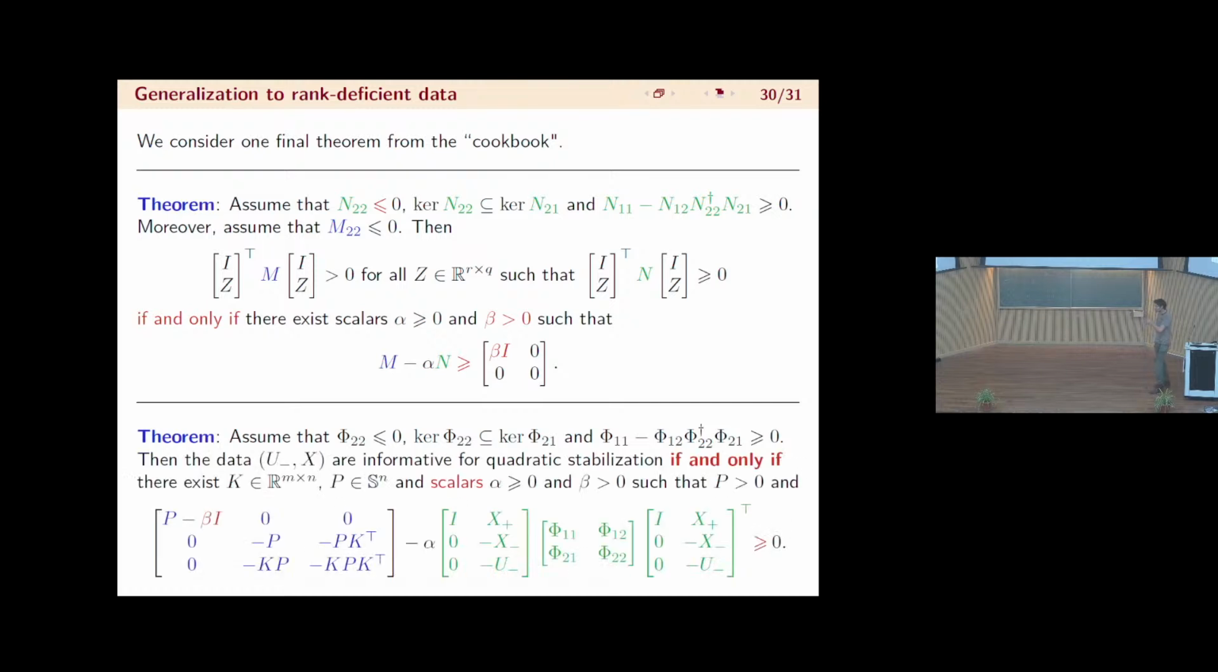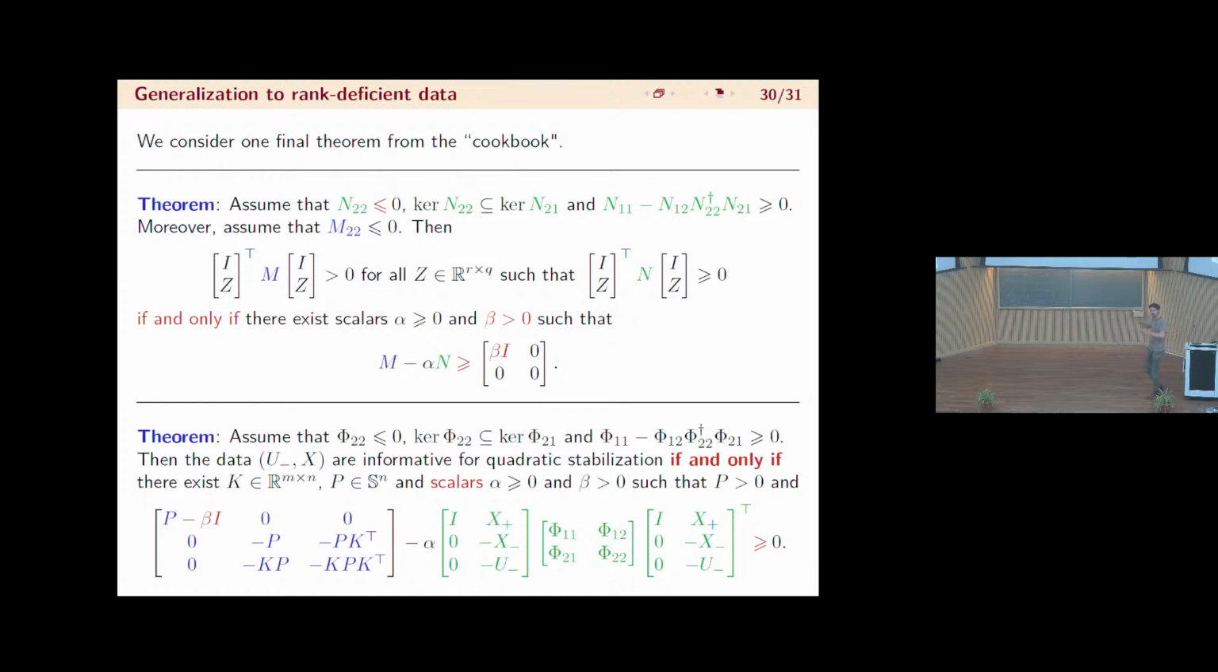And then, it turns out that the data are informative for quadratic stabilization if and only if there exists a matrix K and P and scalars alpha and beta, alpha being non-negative, beta being positive, such that P is a positive definite matrix and this matrix inequality over here is satisfied.